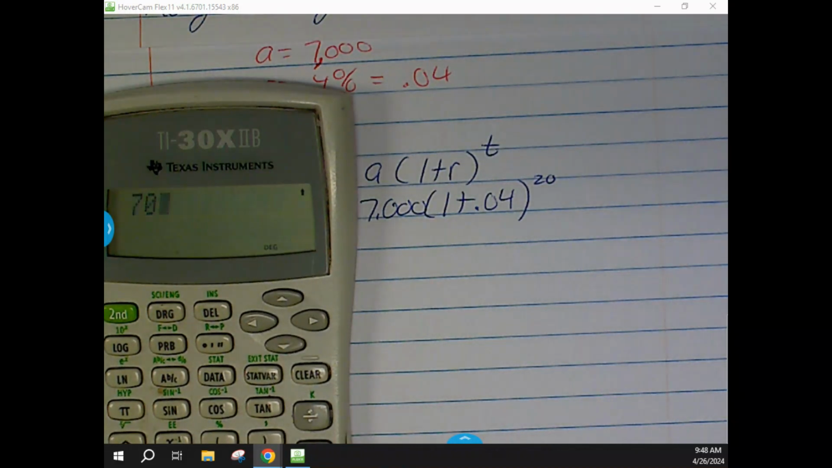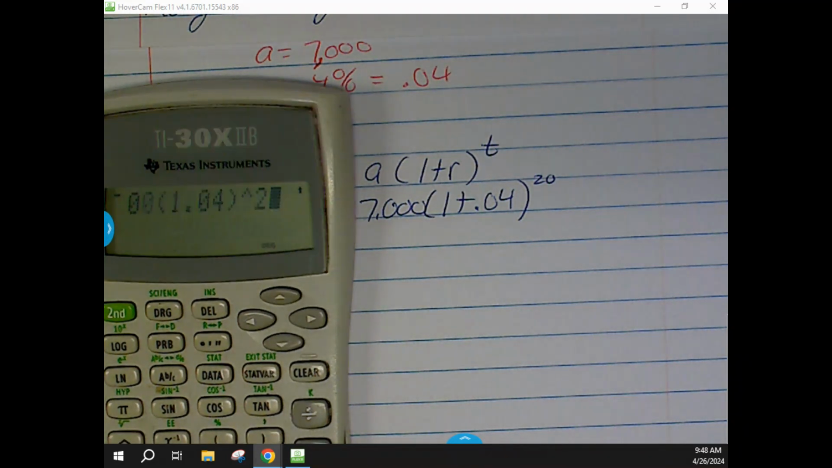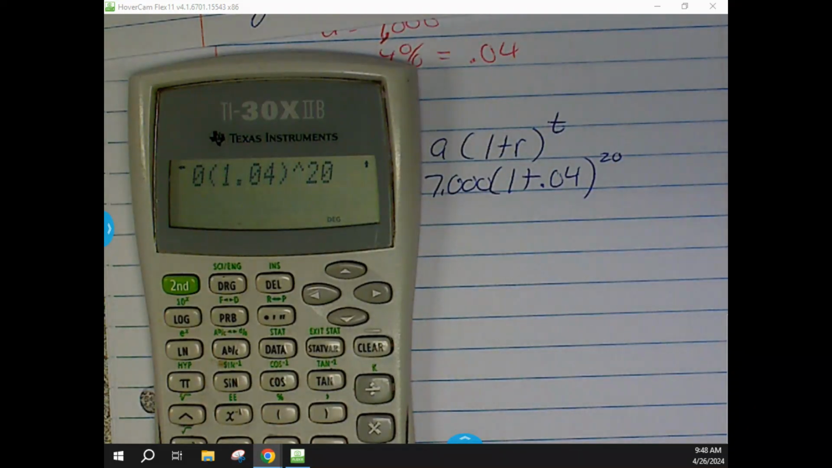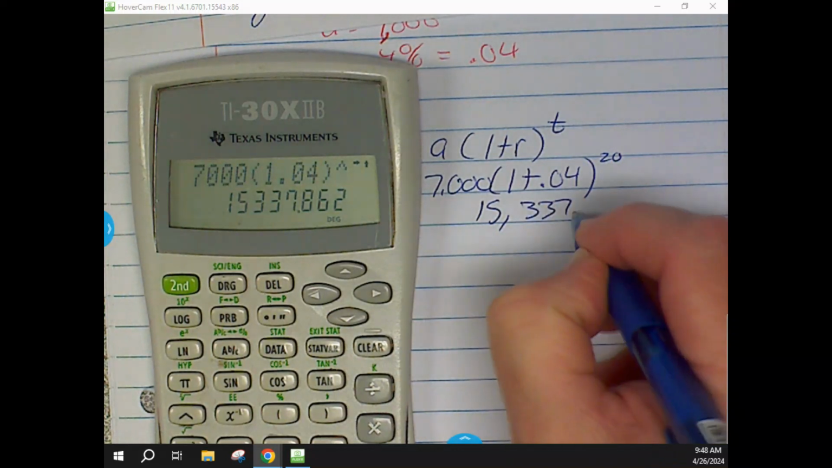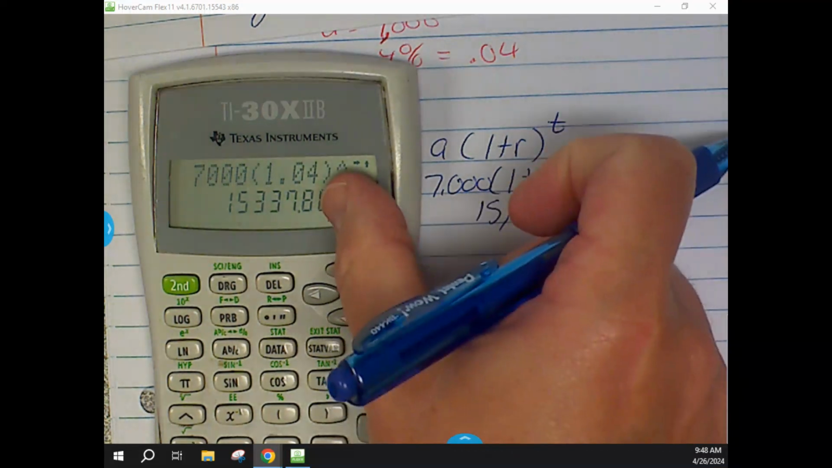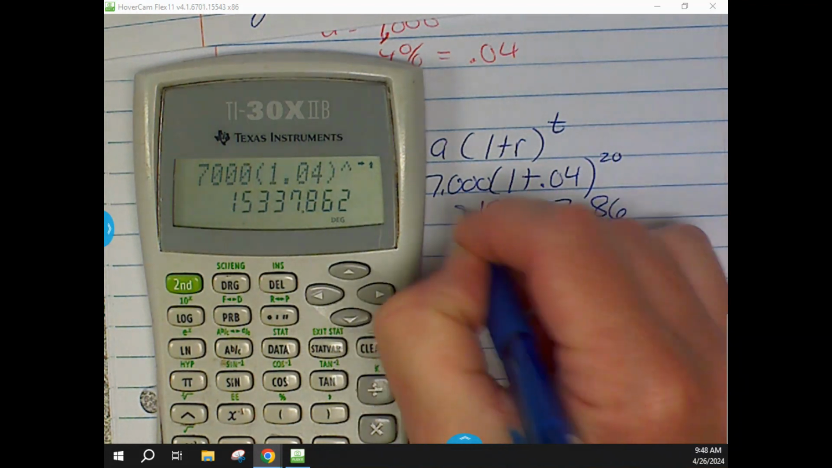So we've got 7,000. We're going to do parentheses 1 plus. Now, if you do 1 plus 0.04, we know that's going to be 1.04, so we don't have to do the 1 plus in that case. Close off the parentheses, raise it to the 20th power. Hit your enter, and there you go, $15,337. And now, because it is money, you do have to round it off to a certain amount of cents. So we're going to round it off to 86 because the 2 doesn't bump it up.